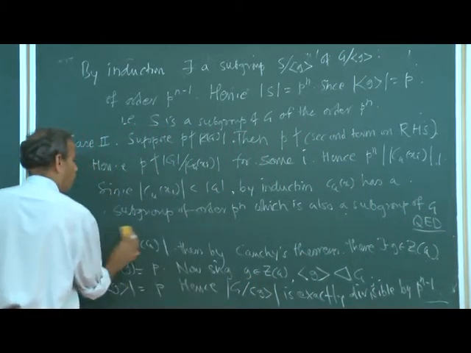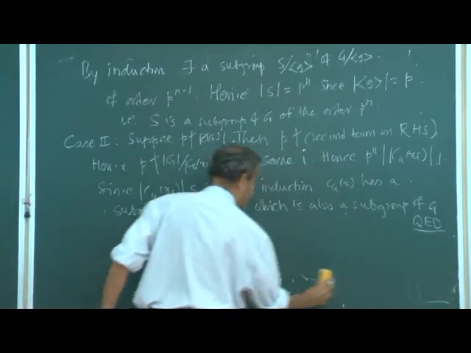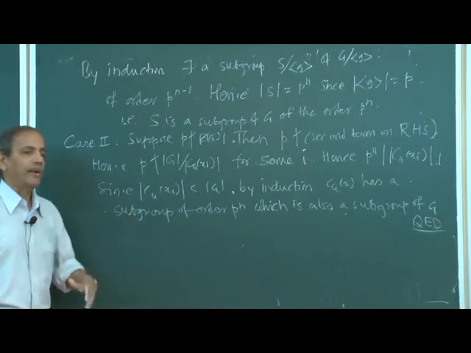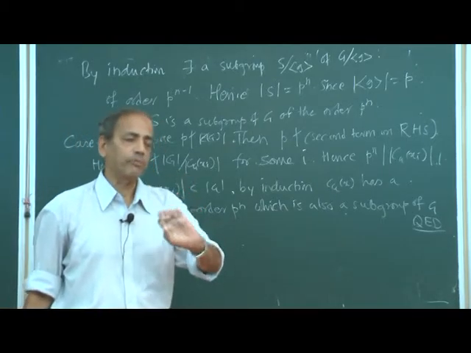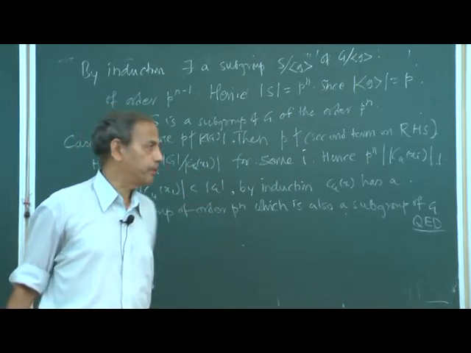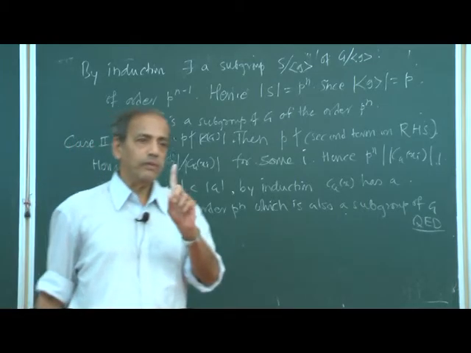So, this is called the first part of Sylow subgroup theorem. What it gives us is the guarantee that if P raised to n is the largest power dividing mod G, then there is a subgroup of order P raised to n. Okay? So, we have proved it in one way.